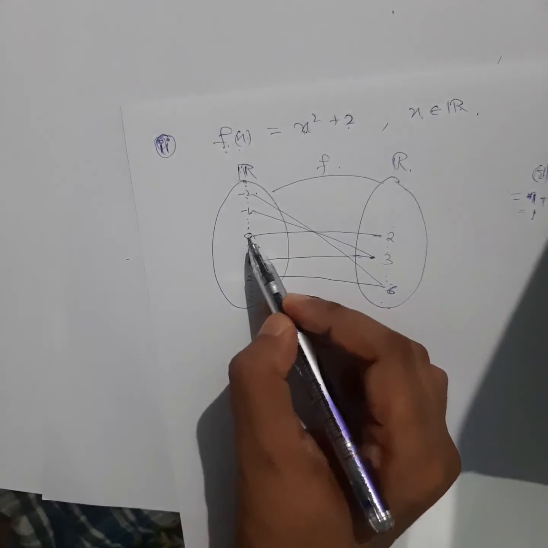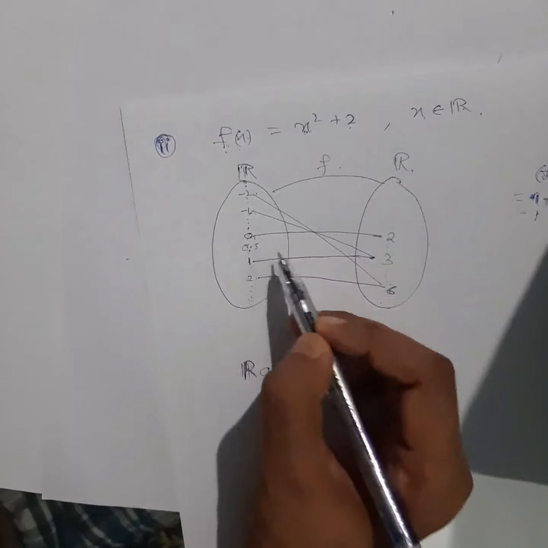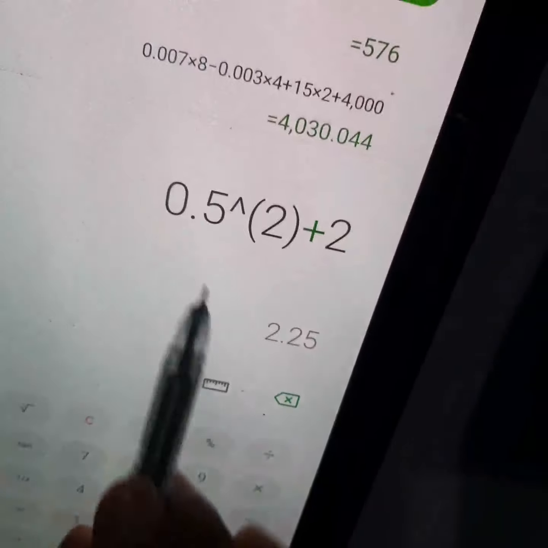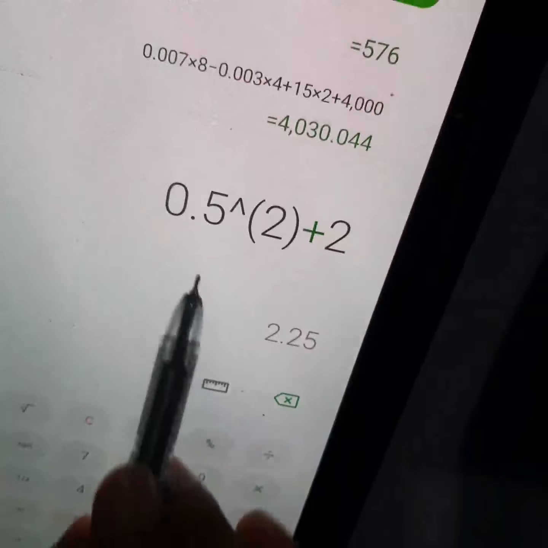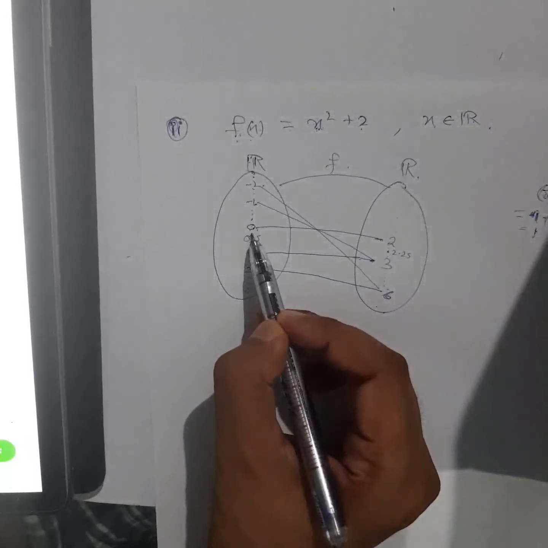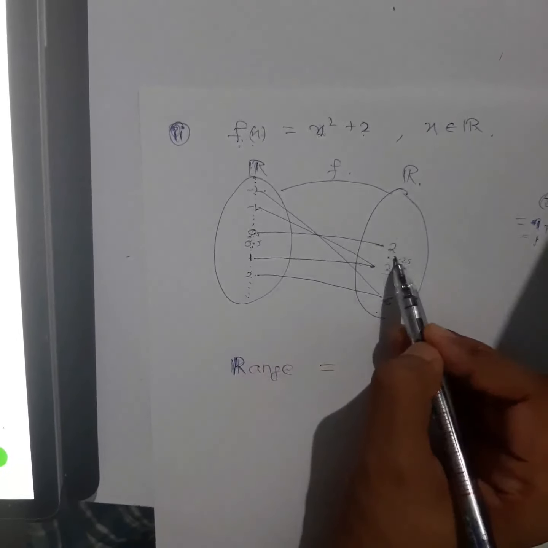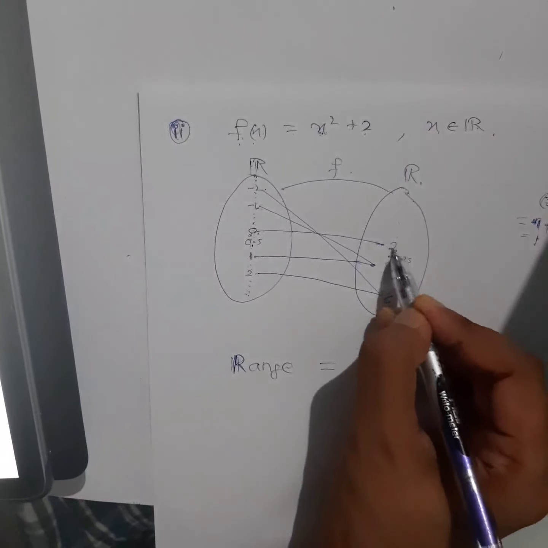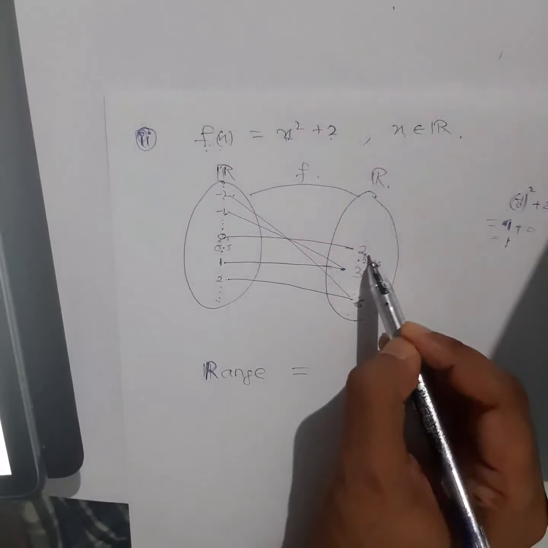Now see here carefully, if I take 0.5, what will be the image? If I take 0.5 in place of x, 0.5 squared plus 2, what did I get? 2.25. So the image here will be 2.25. Before this, if I take a value, suppose 0.4, it's certain that you will get an image between these. You can verify that. If I take 0.4 here, 0.4 squared plus 2, you can see 2.16. 2.16 will be between these two, right?